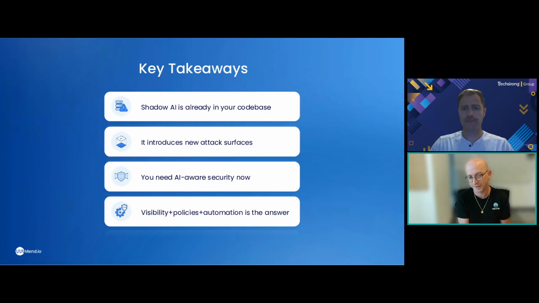I recommend to have solutions that share the risks both from security and compliance, and then to be able to build the policies, to build automation to govern those policies, and also to do the red teaming and the mitigation.